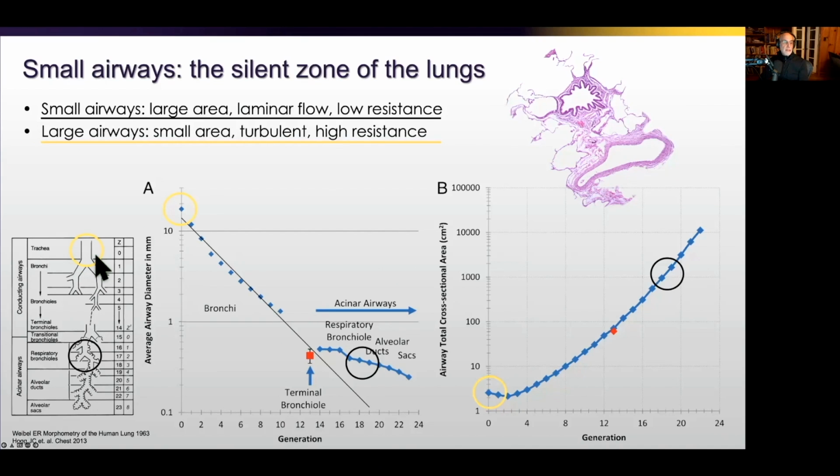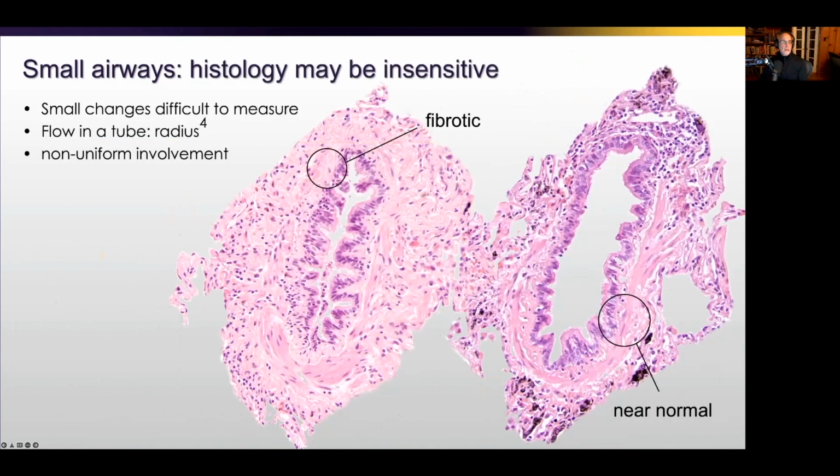And what that means is that you can destroy up to 20 or 30% of these small airways. And because there's so much resistance in the central portion of the lung, pulmonary functions are not able to recognize this loss of function within the small airways. And this is important for us in imaging because we have a way to look at it.